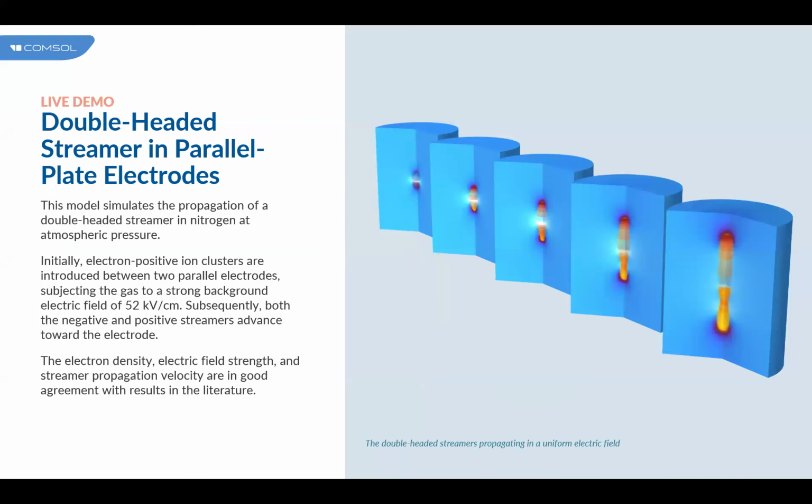Next, I'll show you some of the above-mentioned functionality with a live demo on simulation of double-headed streamer excited in parallel plate electrodes configuration. Initially, a cluster of electrons is positioned between two electrodes, spaced 1 centimeter apart, and subject to a 52 kilovolt voltage. Negative and positive streamers propagate toward the electrodes, exhibiting electric field and electron density consistent with the reference simulation results.